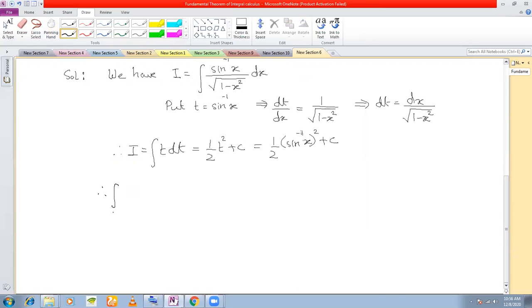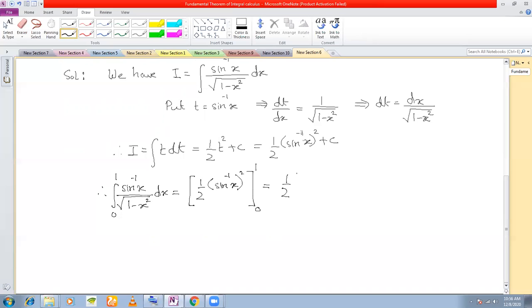Therefore, the integral from 0 to 1 of sin inverse x by root 1 minus x square dx is equal to half sin inverse x square evaluated between the limits. When you are doing a definite integral, you don't worry about the constant. You don't write the constant, right? 0 to 1.